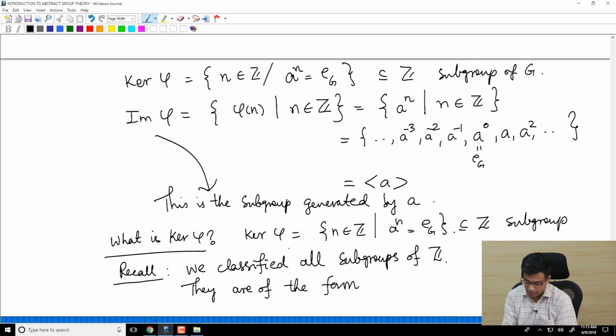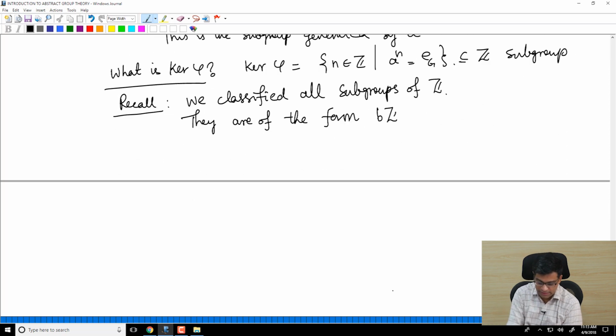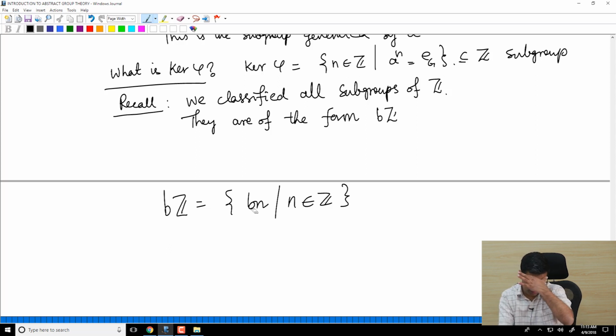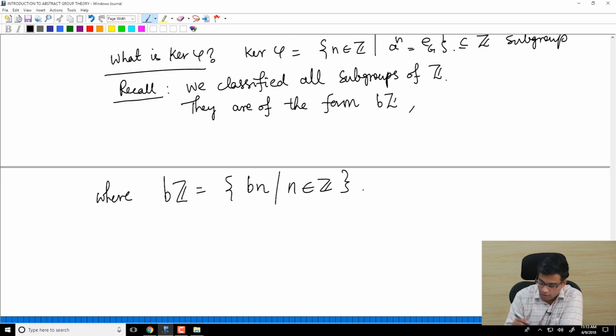I have already used n and a here, so I'm going to use bZ. They are of the form bZ, being all multiples of a fixed b. So bZ is bn, where n varies over the integers. Every subgroup of the integers is like this, so in particular the kernel also is like this.